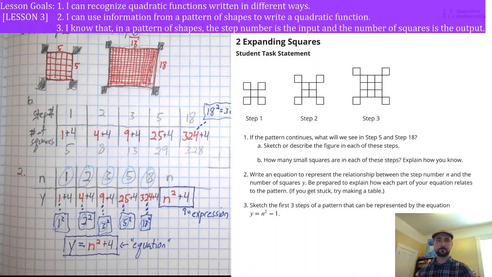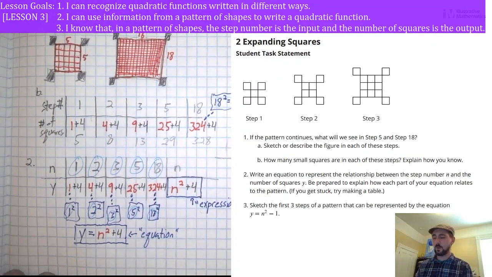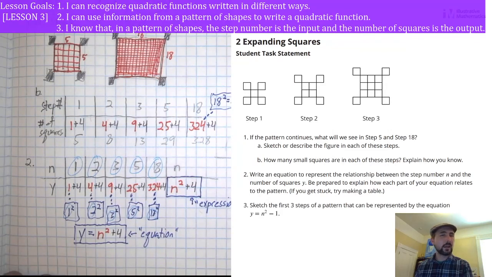Number 3, sketch the first 3 steps of a pattern that can be represented by the equation y equals n squared minus 1. All right, if you haven't done this already, pause the video and see if you can create a pattern that matches y equals n squared minus 1.